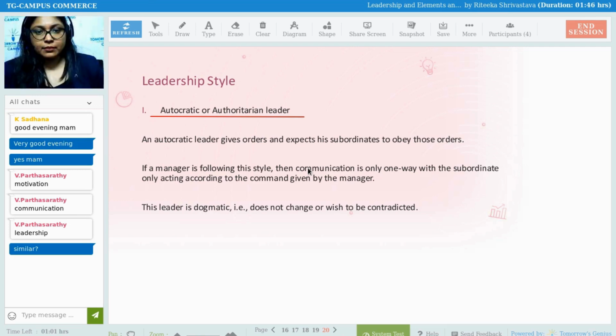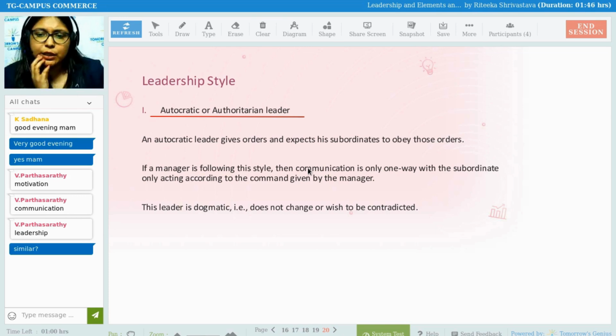Okay, done. What is an autocratic or authoritarian leader? That is such a kind of leader who is just going to give orders to the subordinates. He will not listen to any subordinate. He will just give his orders and expect that every subordinate should listen to him. He will not take any opinions or suggestions from anyone in the organization. Every subordinate is expected to listen to him and obey him.